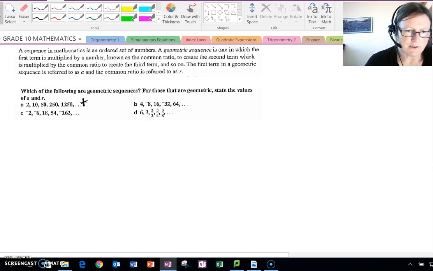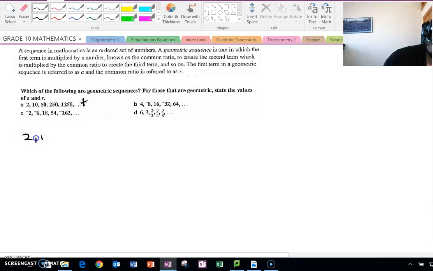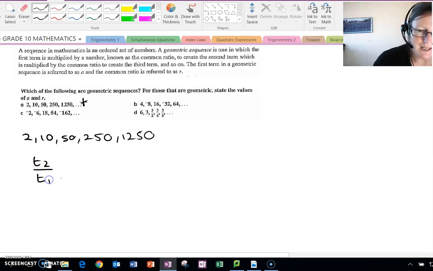Is it a geometric sequence? So how we work out the ratio is, I'm going to write the terms down here. So is there a common ratio between the numbers? Let's get the second term divided by the first term. That's how we work out the ratio. So 10 divided by 2 gives us 5. So that is the ratio between the first and the second term. We times it by 5.